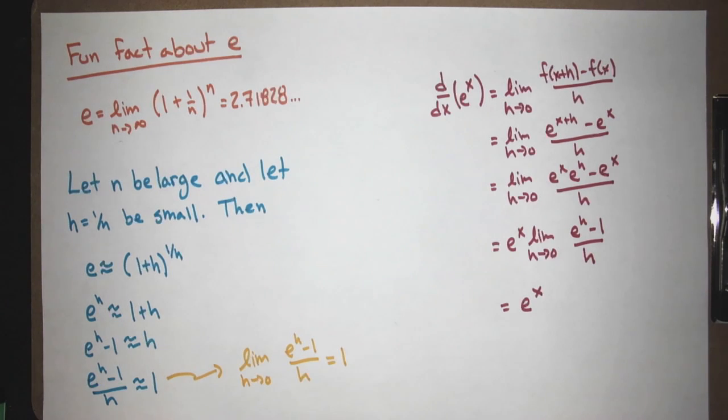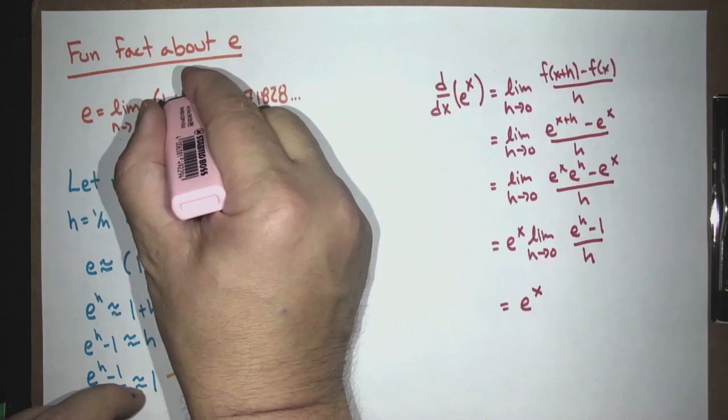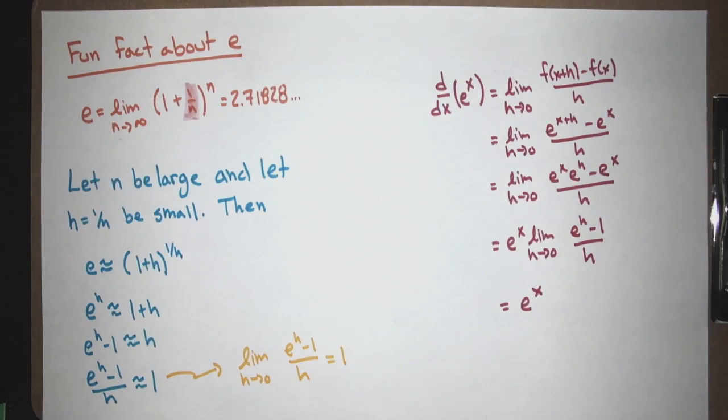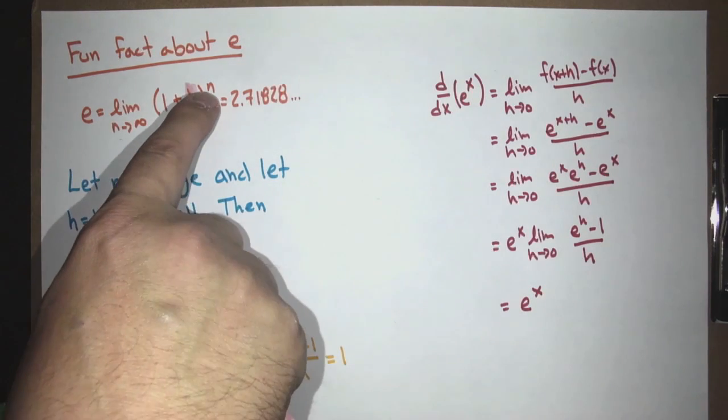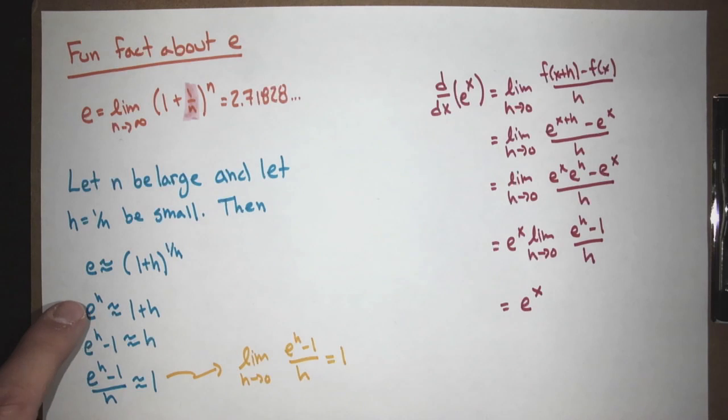So, okay, we have e with this form. Now, let's change this inside part, 1 over n, to be h. So we're going to let h be 1 over n. If n is big, h is small, and then n is 1 over h. So you have e is about (1 plus h) to the 1 over h. Raise both sides to the h power: e to the h is about 1 plus h. Or e to the h minus 1 is about h. Or (e to the h minus 1) over h is about 1.